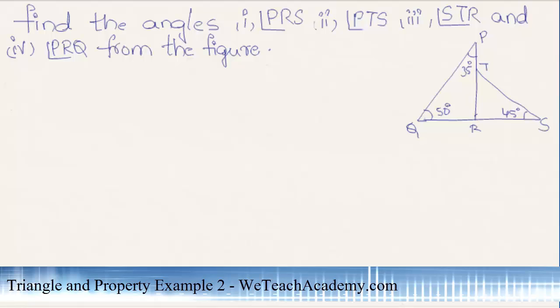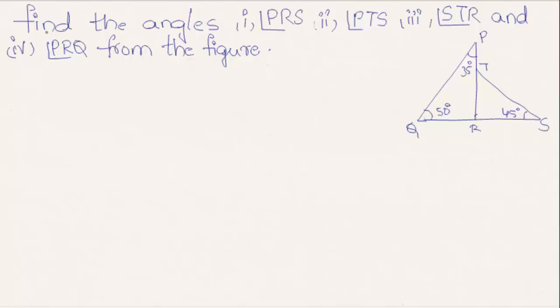Today in this presentation, we are going to solve a given problem using exterior angle property and angle sum property. Now we have to find the angles PRS, which is an exterior angle to the triangle PQR, and angle PTS, which is an exterior angle to triangle TRS. And coming to the third one, which is angle STR, which is an interior angle of the triangle TRS, and angle PRQ, which is an interior angle of the triangle PQR.